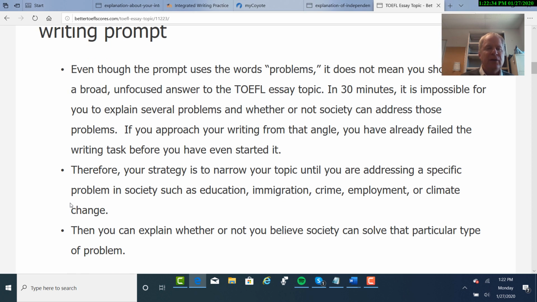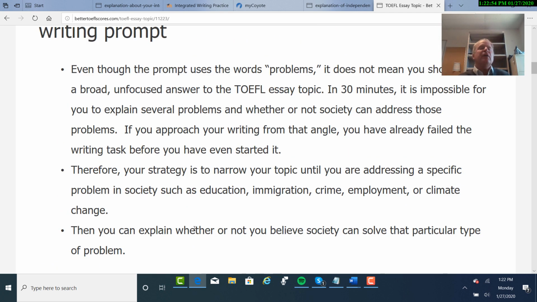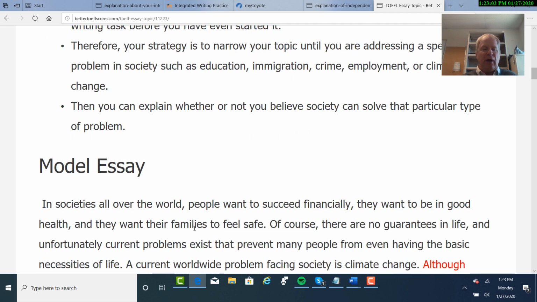Therefore, your strategy is to narrow your topic until you are addressing a specific problem in society, such as education, immigration, crime, employment, or climate change. Then you can explain whether or not you believe society can solve that particular type of problem. So the main thing is, an unfocused essay prompt does not mean a broad, unfocused answer. You don't want to do that.